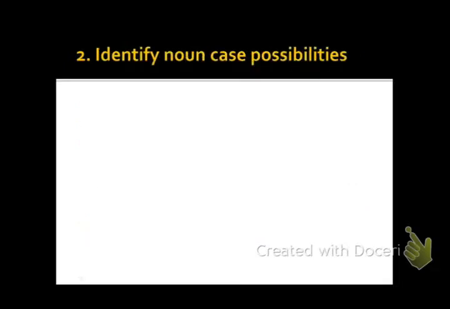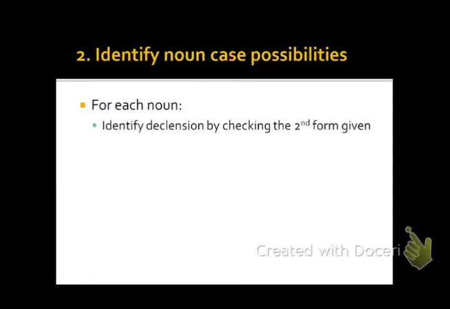So the next step, you identify the noun case possibilities. The sub-steps I was referring to: for each noun, you need to first identify the declension by checking the second form given. Remember, when you look up a noun, or it's given to you in the vocabulary, there are 2 forms, and you look at the ending for the second form. If it's AE at the end, it's first declension. If it's I, it's second declension. And if it's IS, it's third declension.